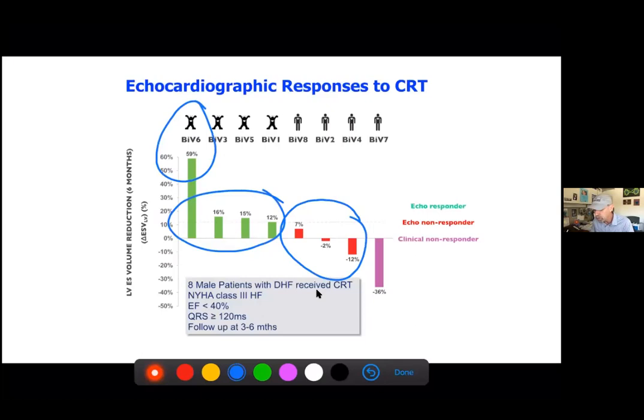So these would be called echocardiographic non-responders. They didn't actually respond by an objective measurement, but they're called clinical responders because we asked them, they said they got better. Okay, and then here's the one clinical non-responder, and you can see that that patient continued to get worse. So there's a huge variation.